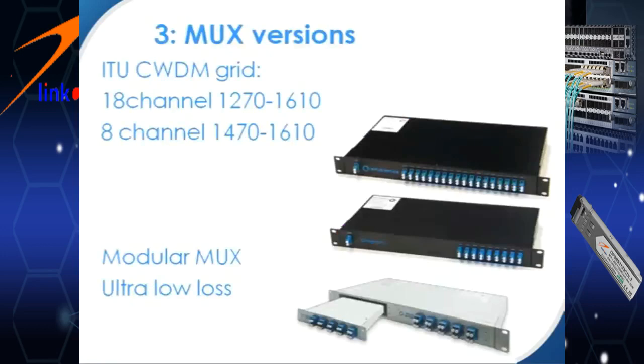There are different mux types. There's an ITU standard, which is from 1270 to 1610 with 20 nanometer steps. So the biggest CWDM mux is 18 channels. A popular version is also the 8 channel, which is from 1470 to 1610. Furthermore, we got modular muxes and ultra low loss muxes, which are perfect if you got a dark fiber which is around 70 kilometers and you need an ultra low loss.